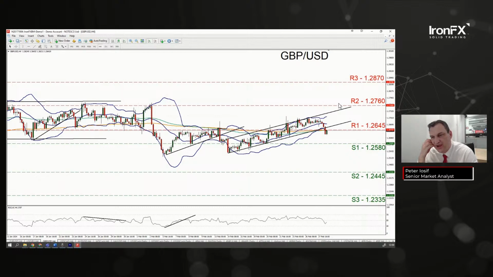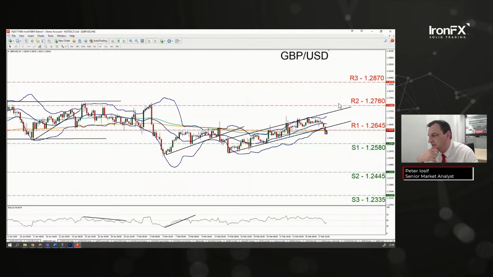And that could drive practically investors towards gold. Or at least it could weaken the US dollar, which in turn, given the negative correlation with gold, could support gold prices once again. Returning back to cable.